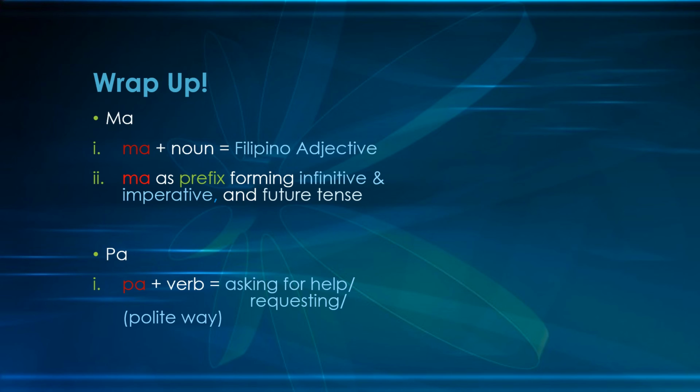So to wrap up everything, we have here ma. Ma plus noun will create a Filipino adjective. And then ma is also used in forming infinitive and imperative, and we could apply this in future tense. Next we have pa. The pattern is pa plus verb, and we use it in asking for help. So yeah, pa plus verb.